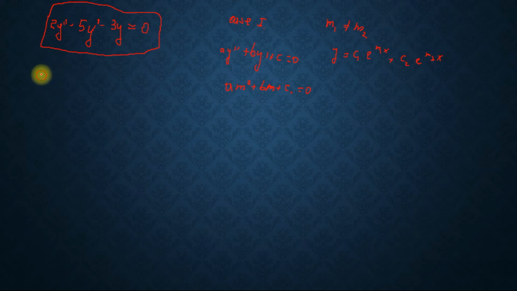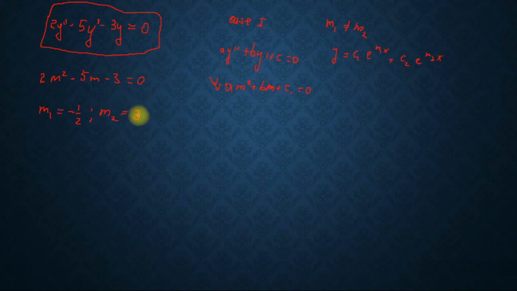Let's solve. So to solve this differential equation, we need to consider this equation, and in our case, a is equal to 2 and b is equal to minus 5, and we need to write 2m squared minus 5m minus 3 equals 0, and we need to solve this equation. What will be the roots of this equation? From here, m1 is equal to minus 1 over 2, and m2 is equal to 3, guys.